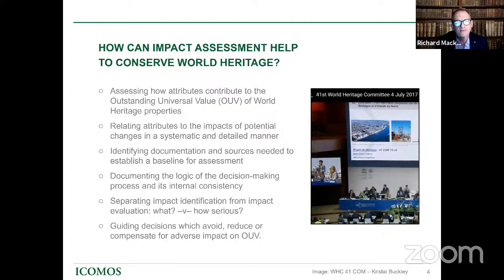One error that's often made is to meld together the question of the nature of the impact and the evaluation of the impact. So one of the things that's very important in a heritage impact assessment process for World Heritage is to separate the identification of what the impact itself is from a level of its seriousness. This in turn, of course, can guide decisions, and particularly decisions which are incumbent on the state parties to the World Heritage Convention, preferably to avoid, or where that's not possible, to reduce, compensate, or mitigate adverse impacts on outstanding universal value.